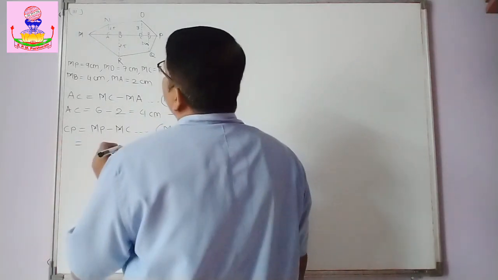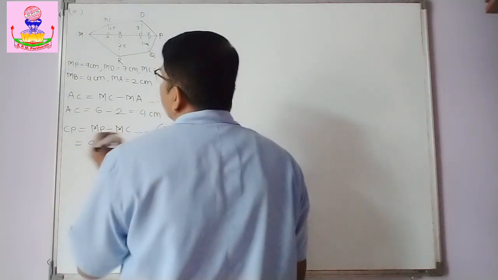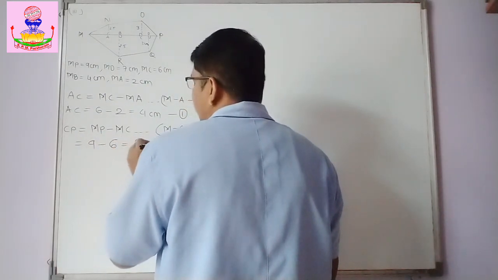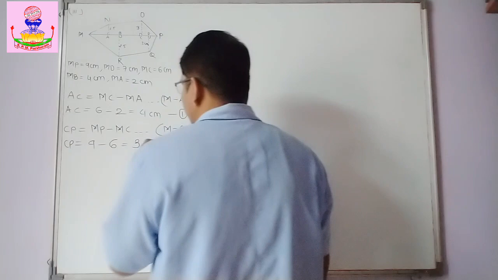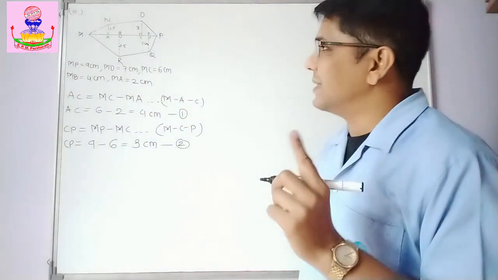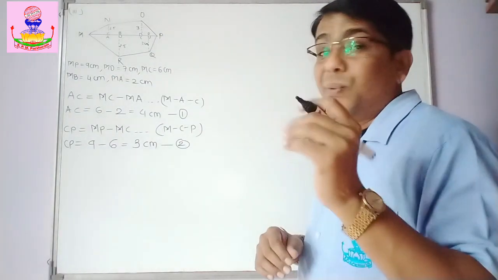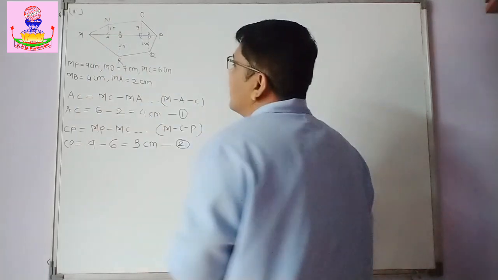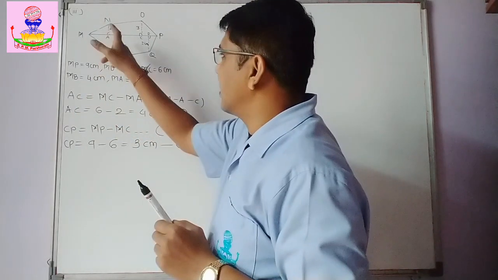Okay. Now what is MP? MP is given, 9 centimeters. And what is MC? 6. So you get CP is equal to 3 centimeters. 9 minus 6, 3 centimeters. Now, what is required for this triangle? MB. Is MB given? Yes, MB is given.